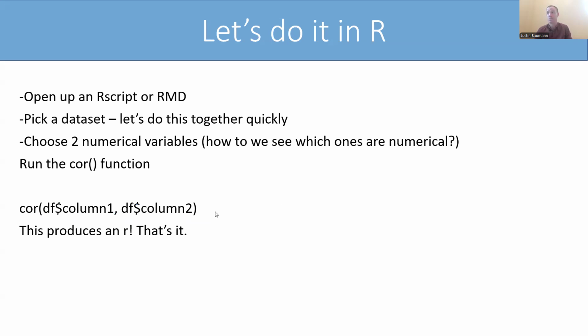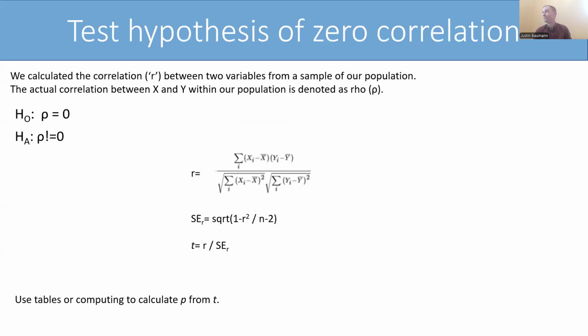But that is not what this is. Correlation analysis just produces the r. We're just looking at the correlation of the points. We're not drawing a line of best fit. That's the difference. Now, what if we want to test a hypothesis with this?